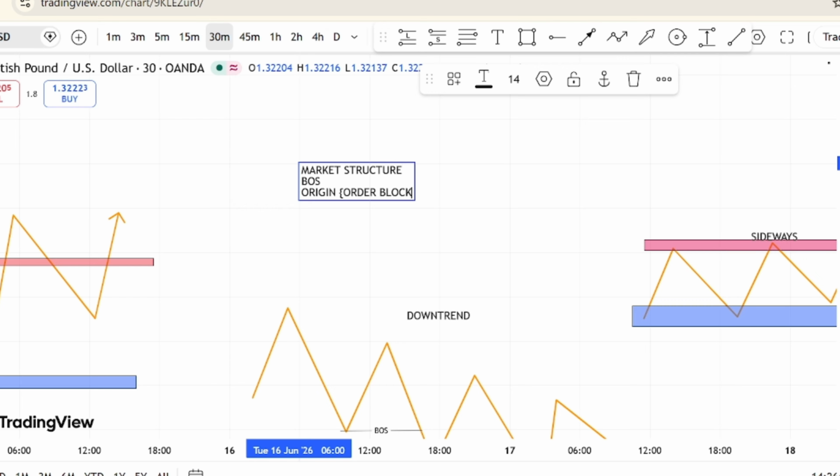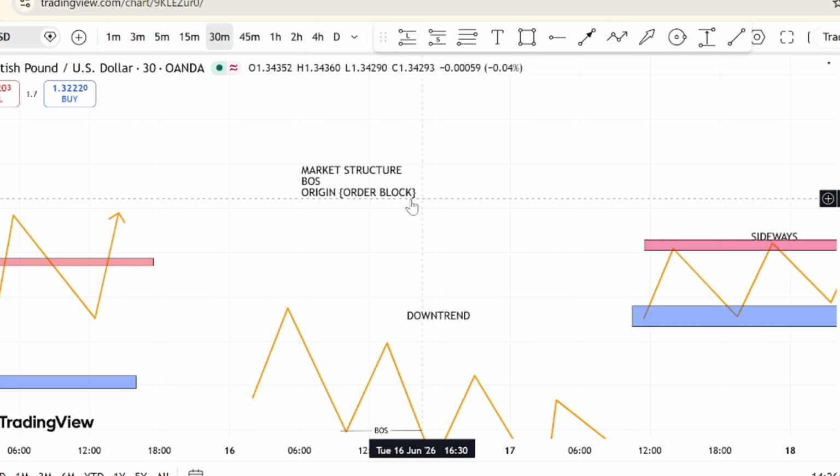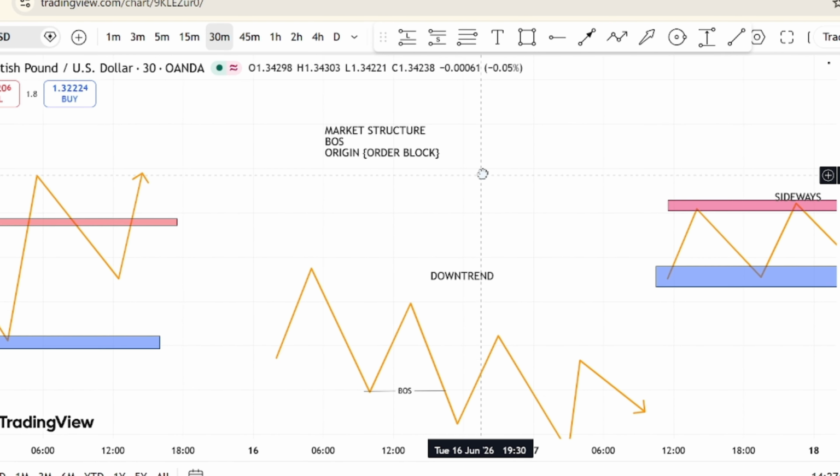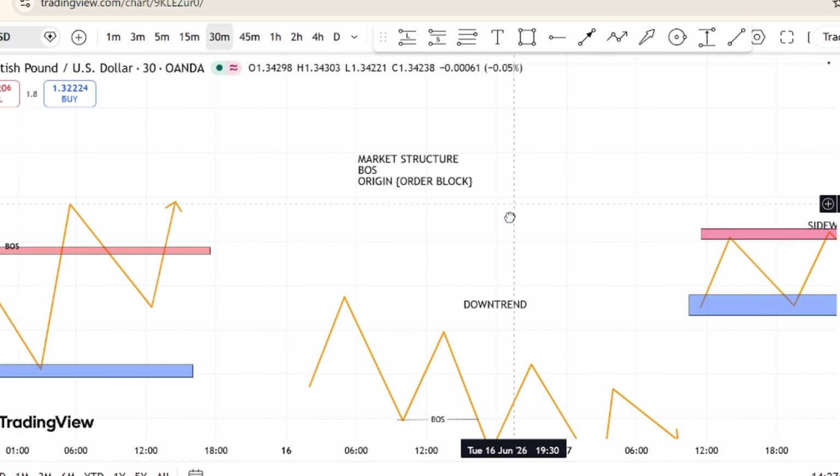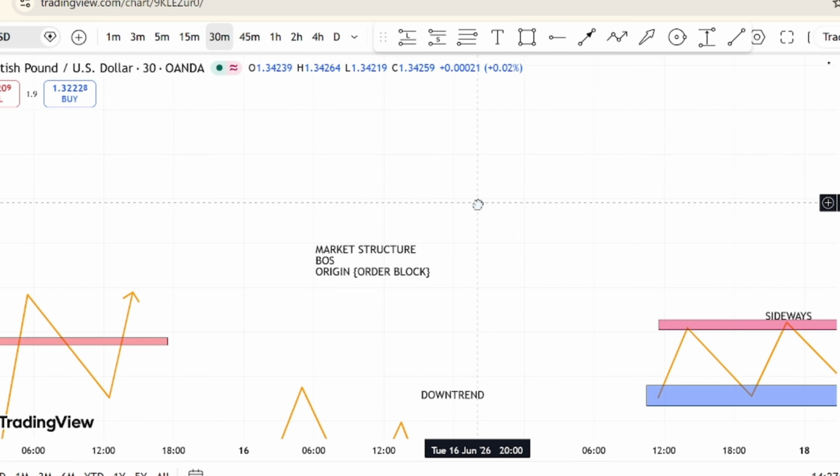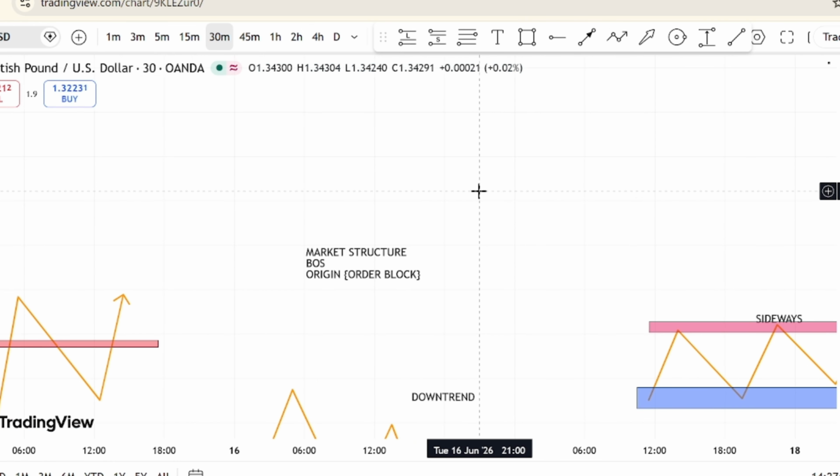Now an order block is simply the last candle before a huge move. I'm going to first show you an example of an order block here using drawing tools. Then we shall see what an order block means on the graph.